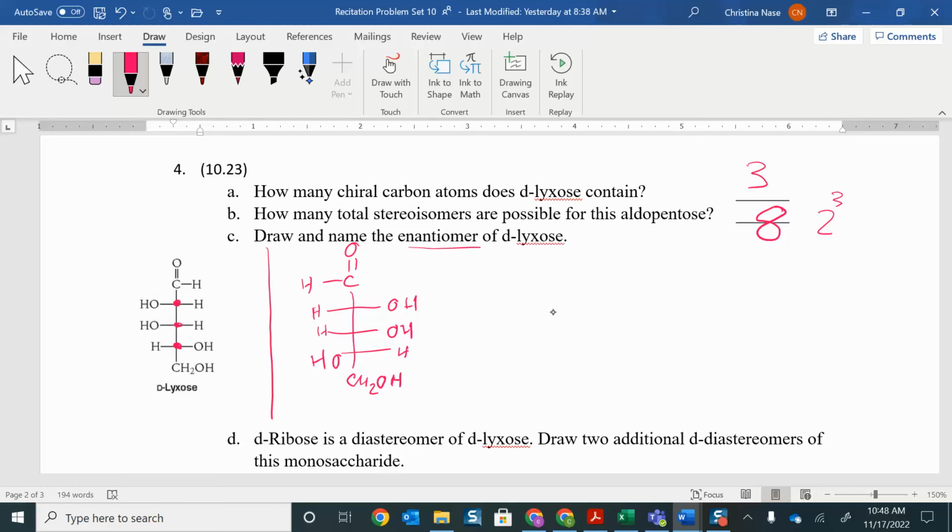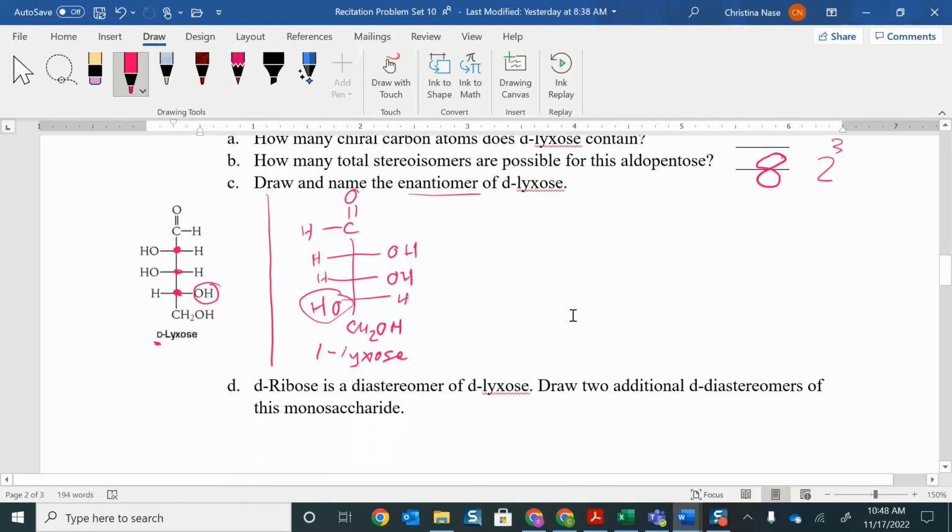This one is L because of the hydroxide on the chiral carbon that's furthest away from the aldehyde. We're always going to write the Fischer projection the same way. We put the aldehyde on top, and then the hydroxide all the way at the bottom here. This one has to be attached to a chiral carbon. If that's on the right side, we call that D. If it's on the left side, we call that L. So this one over here is going to be L-lyxose, just because the OH group is on the left.